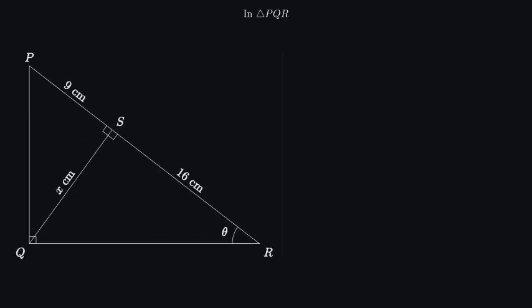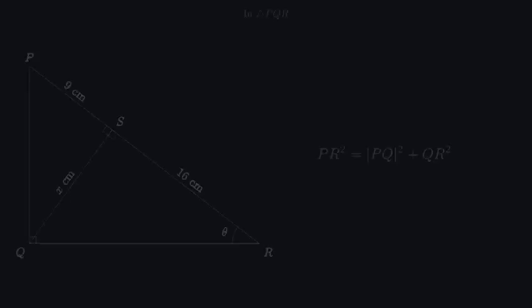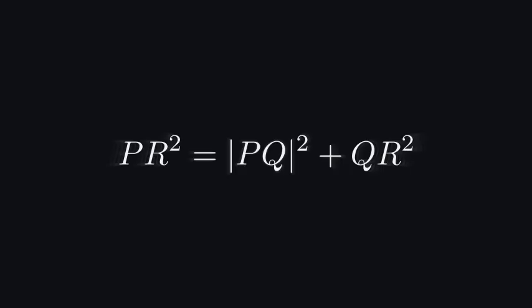Now use the large triangle, PQR. It is right-angled at Q, so PR is the hypotenuse. We already found that PR equals 25 centimeters. Now substitute PQ squared equals X squared plus 81, and QR squared equals X squared plus 256. Now let us solve for X. So, X equals 12 centimeters.